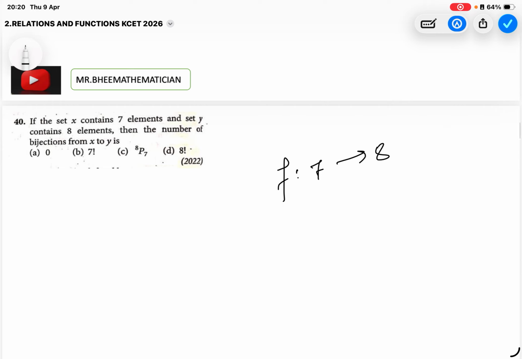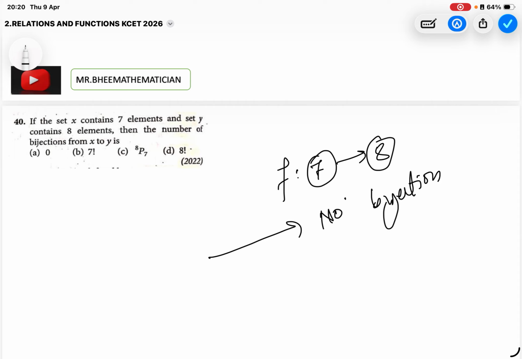If set X contains 7 elements and set Y contains 8 elements, and f is a mapping from 7 to 8 elements, then the number of bijections: if both are equal, only then bijections are possible. So no bijection. So it is 0 clearly.